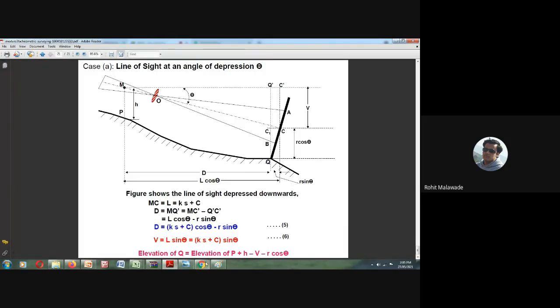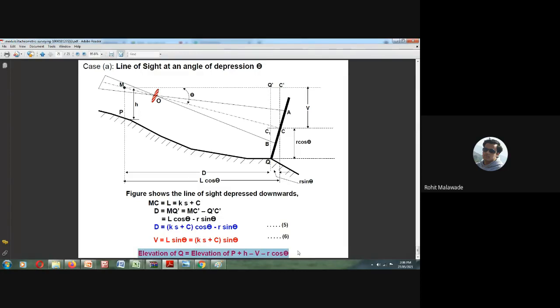But what will the elevation become for the angle of declination? Here you are looking towards the side, and what we want to measure is the height, so it will become the elevation of P plus H. But if we subtract V, we get the C value. Then if we subtract R cos theta, we are going to get the elevation.